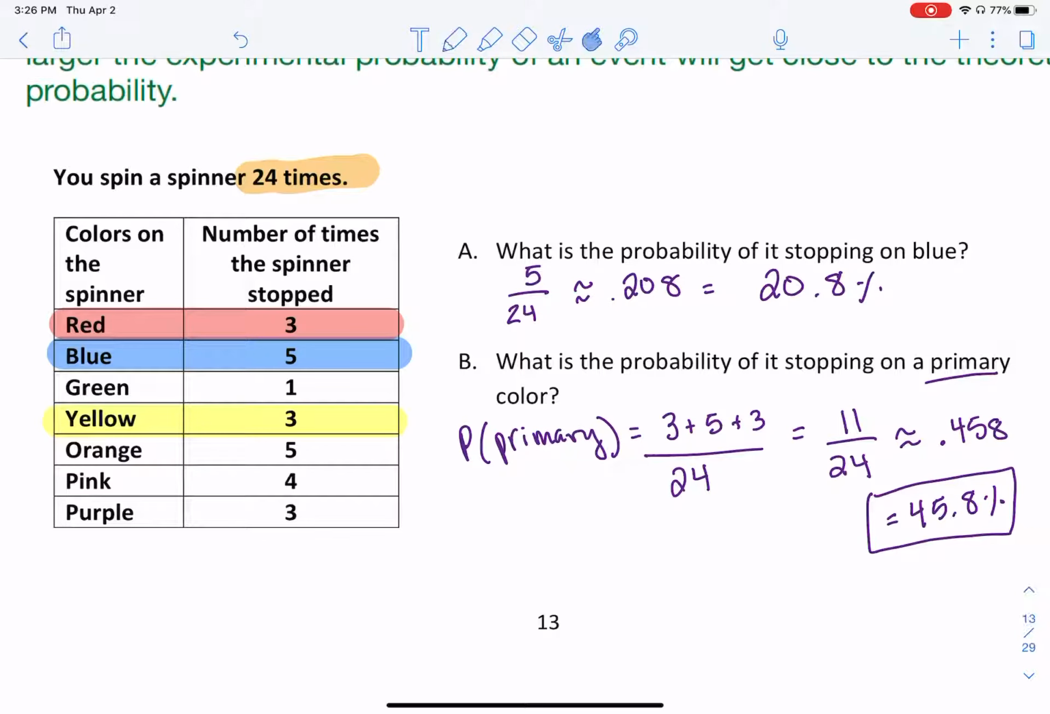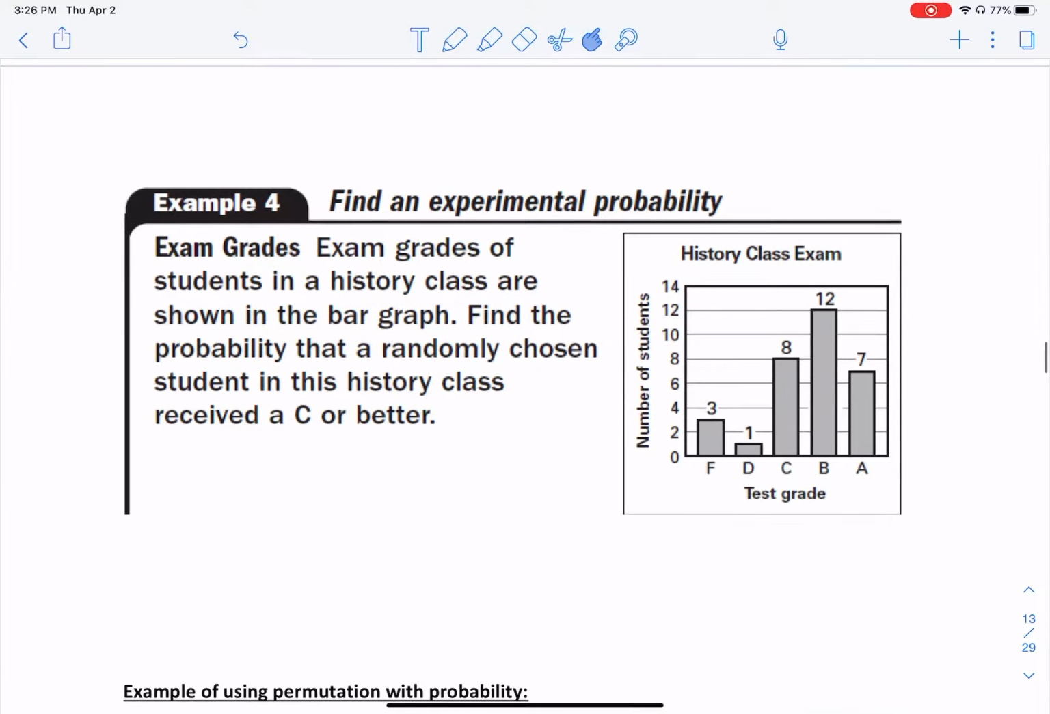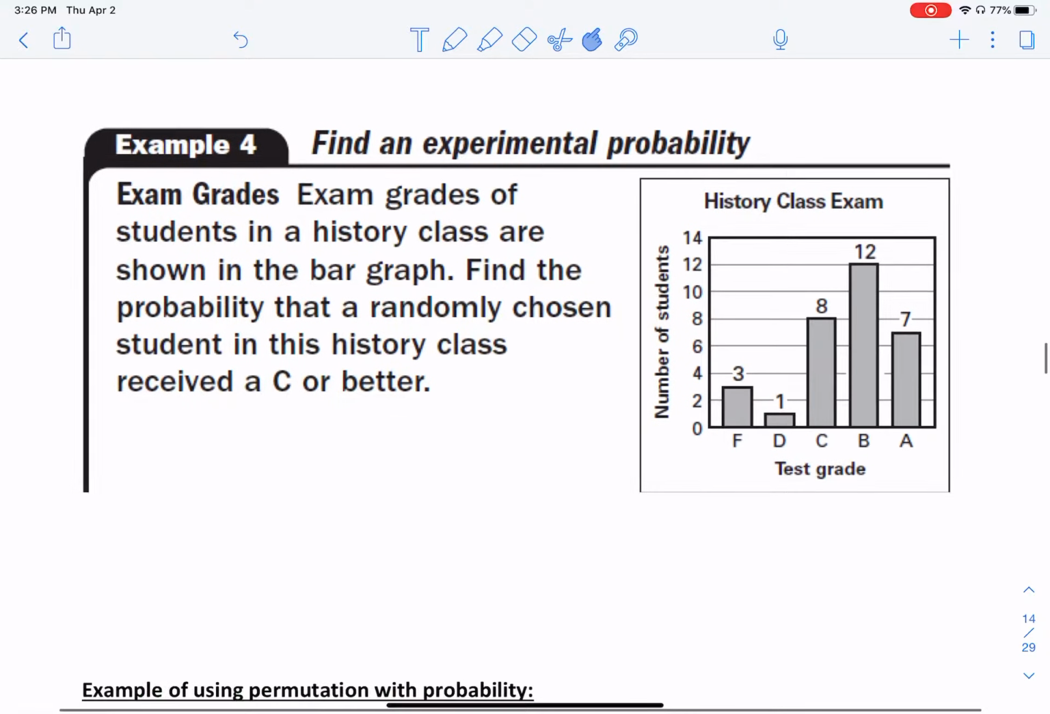Okay, let's get to the last page here, the notes for today. So an experimental probability. So this says, let's read the story. Exam grades of students in a history class are shown in the bar graph. Find the probability that a randomly chosen student in this history class received a C or better.